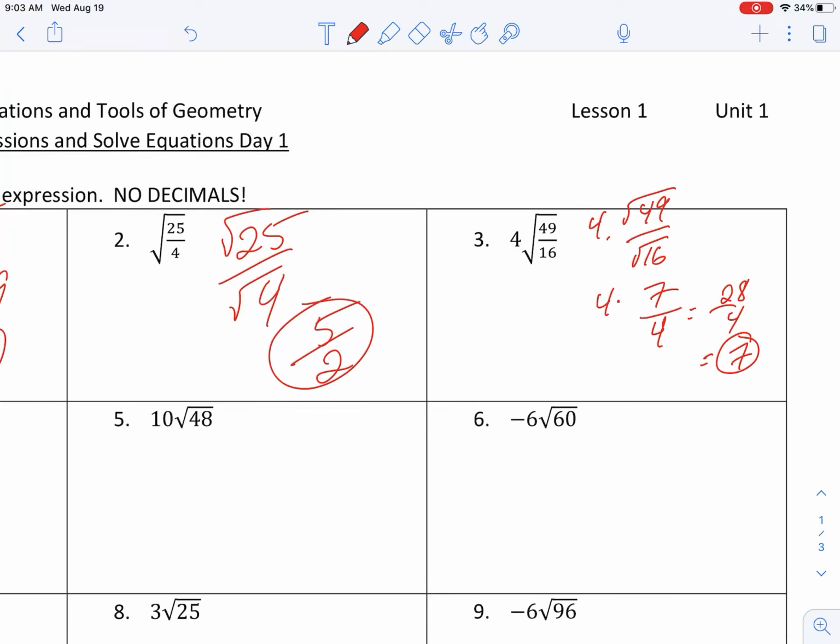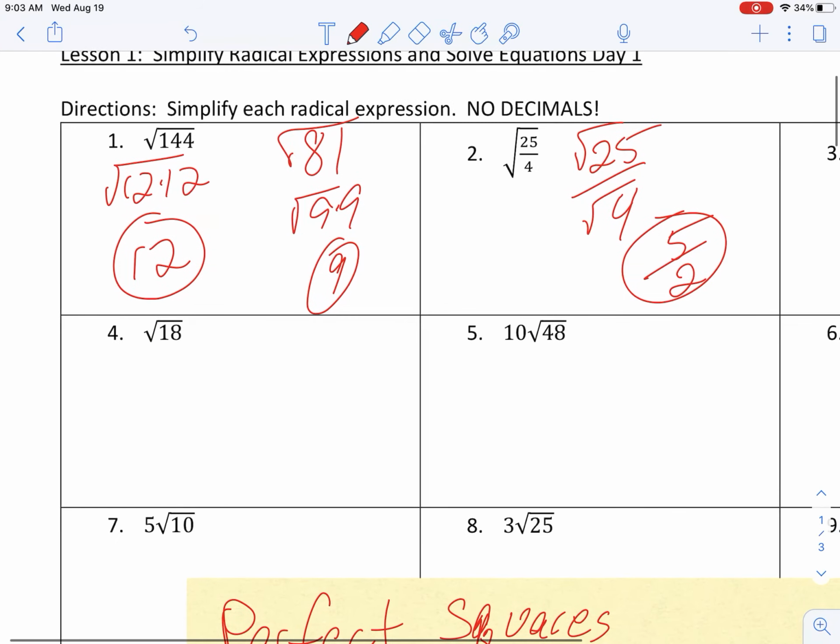Those are your elementary fraction skills. Back to elementary, middle school, working with fractions, okay? I'm going to pause it there, so then we're going to get to example 4.